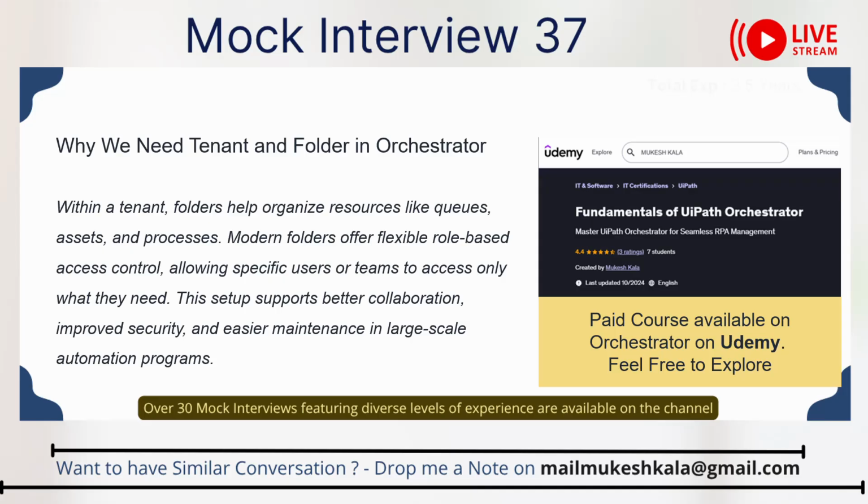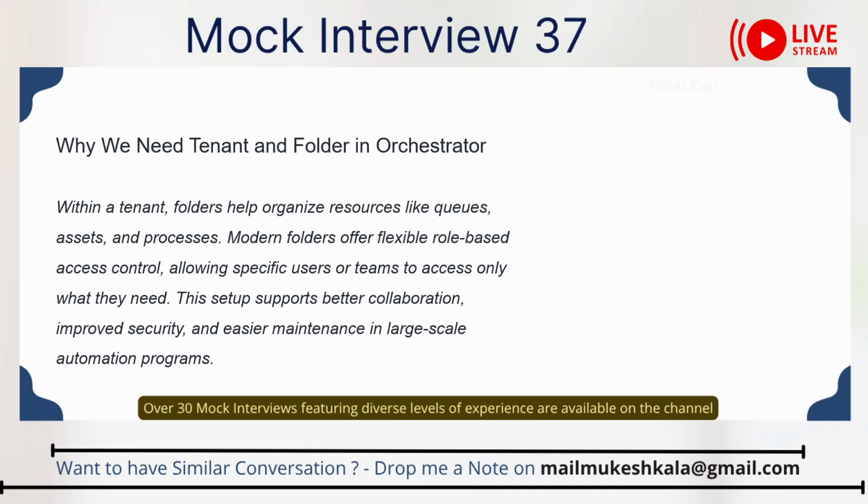Here, the user is assigned at the tenant level. Compared to that, in folders we have subdivisions. If I'm not wrong, there are six subdivisions, or a maximum of six levels of folders. Here, the user is assigned at the folder level.